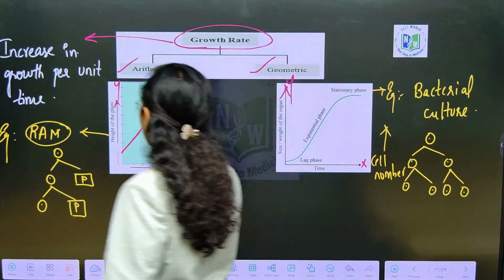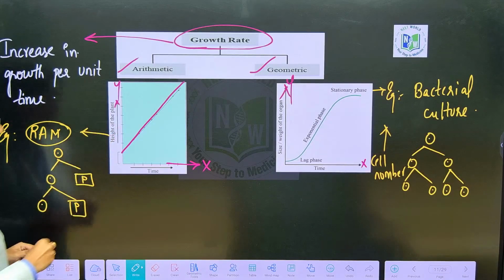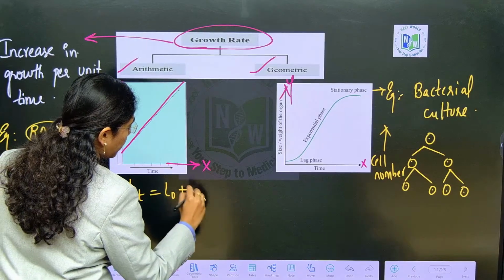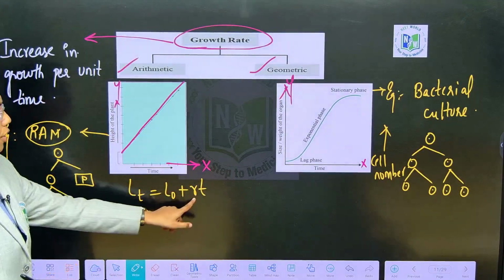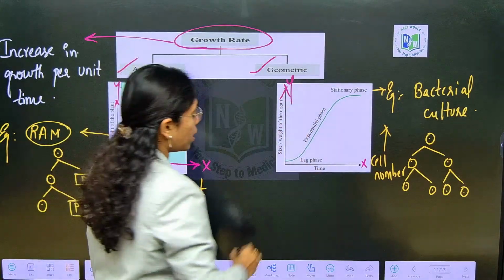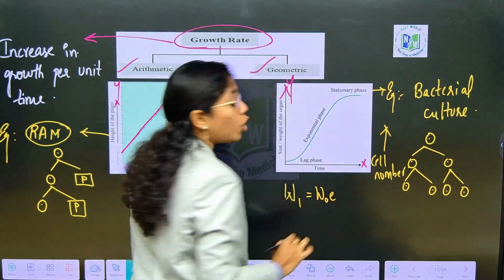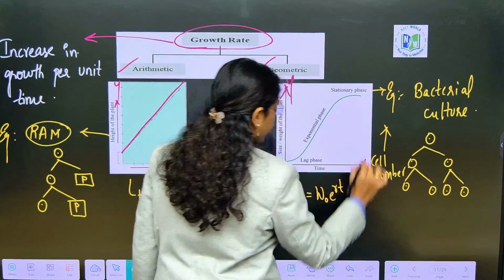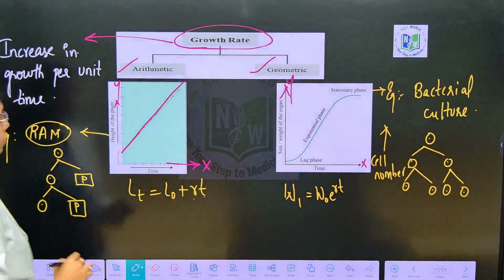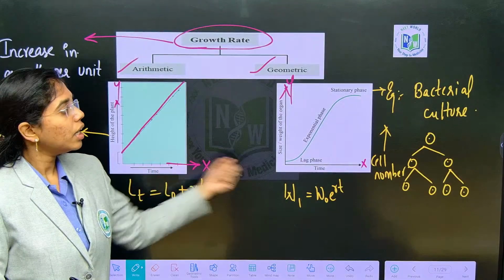Linear growth rate is observed in the height of the plant, and it is calculated as total length is equal to initial length plus growth rate times T, where T is time. And here the formula to calculate the geometric growth rate will be final weight is equal to initial weight into e to the power rt, where log of growth rate is taken. Fine, right? So, these are the formulae to calculate both arithmetic growth rate and geometric growth rate.